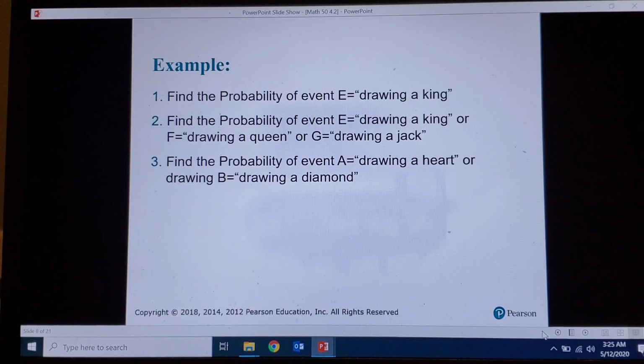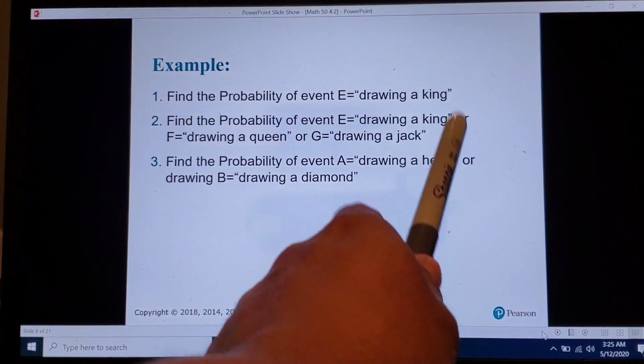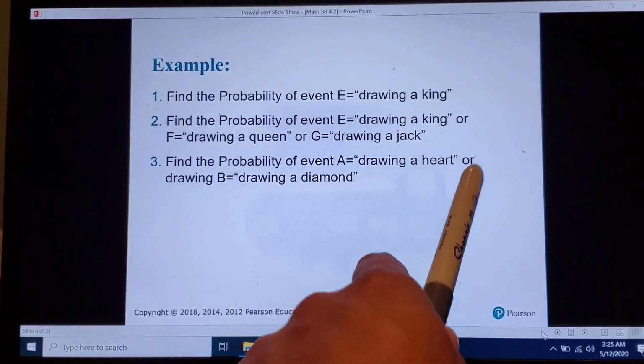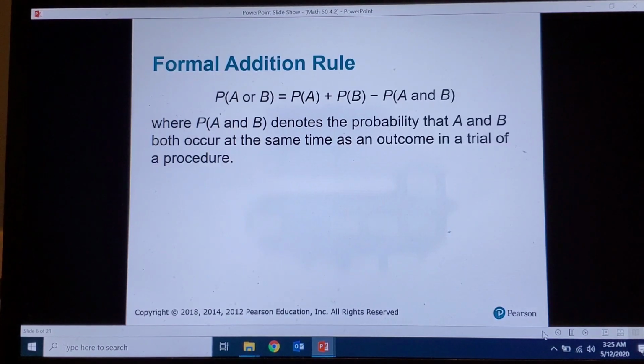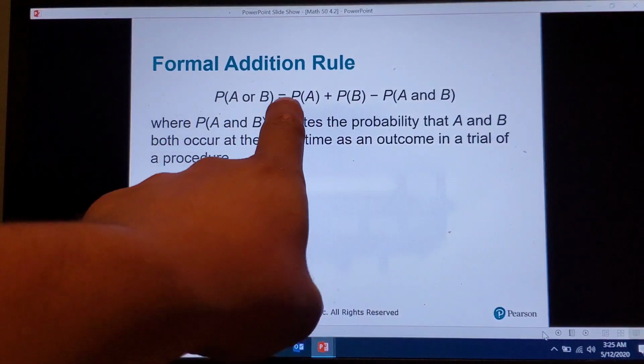Now the next one, we start seeing this OR in here. Same for the following one, we see this OR happening. And this is trying to find the probability of event E, drawing a king, or F, drawing a queen, and then here's a third one, or drawing a jack. For simplicity's sake, it only says A or B. But this could be A or B or C or D. You can do as many as you want. It's just you'd have to keep extending it.